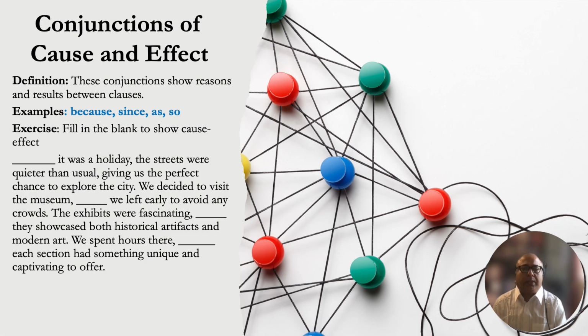Okay, there are conjunctions of cause and effect. Something causes something, right? A cause has an effect. And these conjunctions are because, since, as, and so. Now do the exercise, fill in the blanks to show cause and effect using the conjunction that I have highlighted for you.